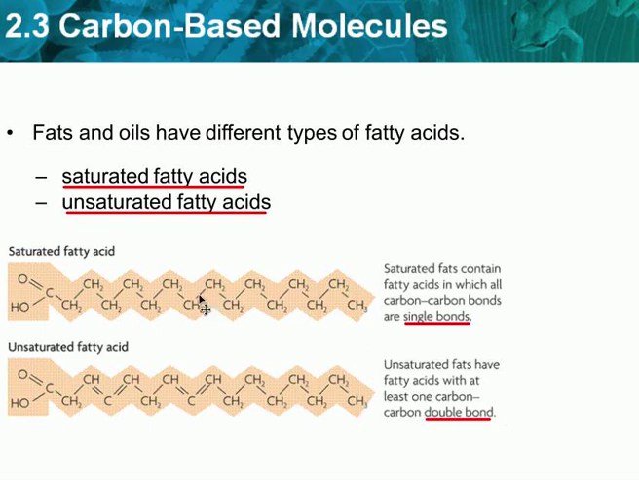A single bond is easier to break than a double bond, which is easier to break than a triple bond, which explains why some of these are easier to digest, like a single bond, than something that's more complex to digest, which is like the double bond.